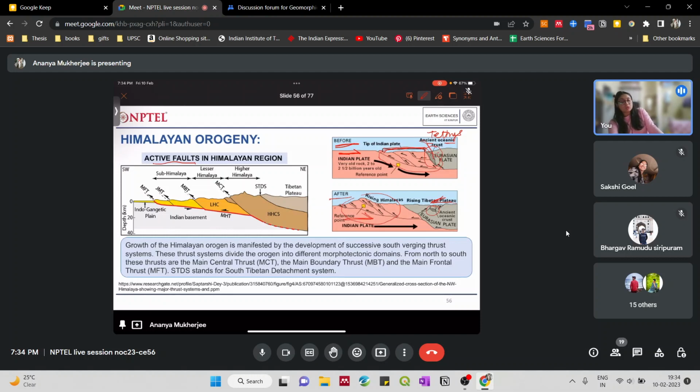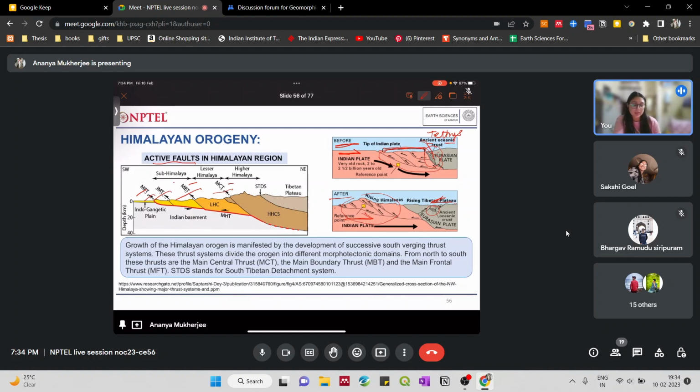Okay, so the most recent Nepal earthquake that happened, I think in 2015, was along one of these faults that are present in the Himalayan region. Over here there are these different thrust faults. You have the main frontal fault, the main boundary fault, and the main central fault. And the Himalayas are classified into three different zones based on these faults.